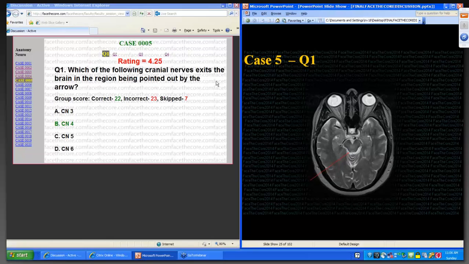As I promised about the fourth cranial nerve, the next question is, which of the following cranial nerves exits the brain in the region pointed out by the arrows? 3, 4, 5, or 6? About a mixed 50-50 on this one. So basically, the trochlear nerve nucleus lies at the level of the inferior colliculus, and then it actually courses.